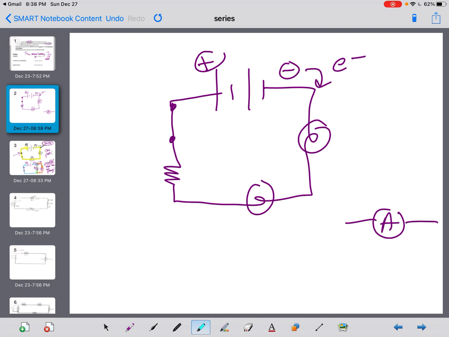So maybe I want to measure the current coming out of the battery. Maybe I want to measure the current right here. Maybe I'll measure the current here, or here, or here. Like maybe I'm going to measure the current in a bunch of different locations. I'm going to move my ammeter around.